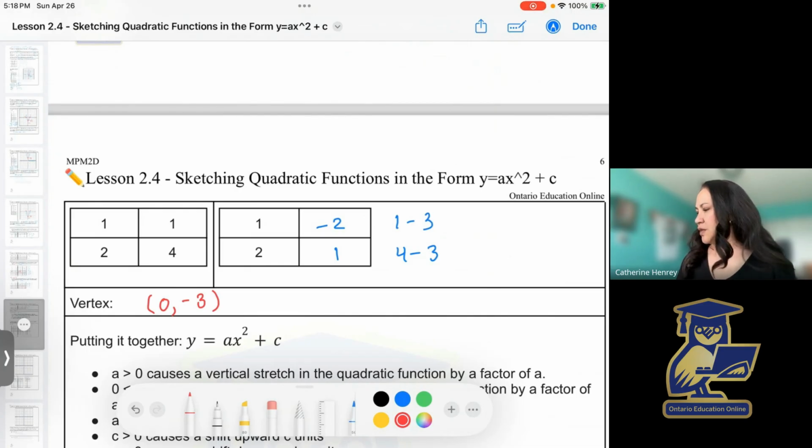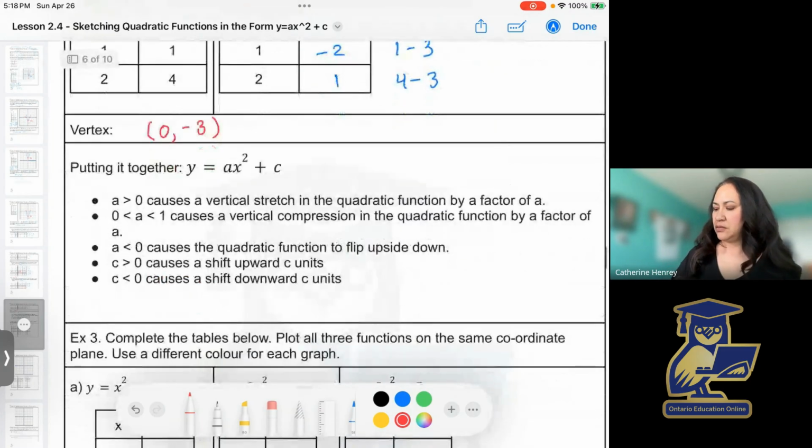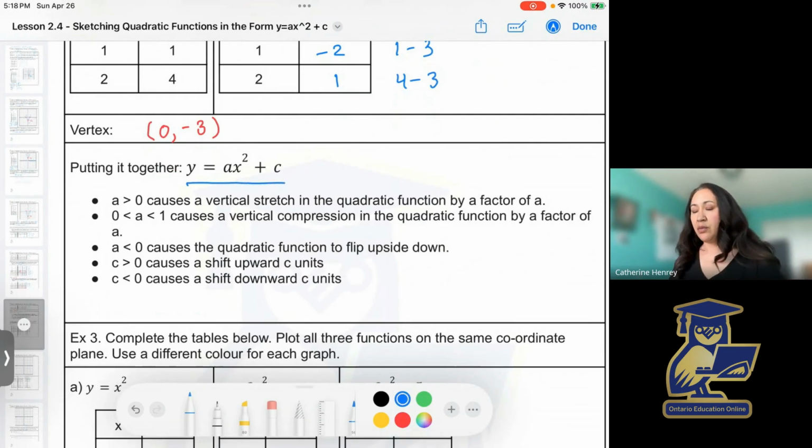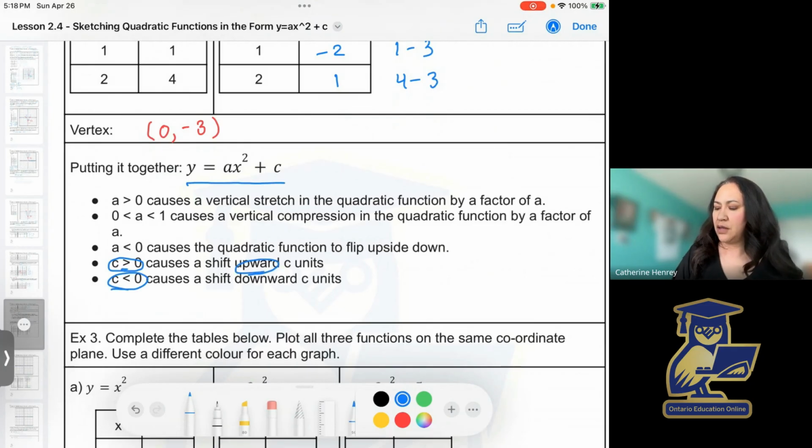So let's summarize some of the things that we have learned today. So we're trying to put together now y equals ax squared plus c. And remember, if a is greater than 1, it causes a vertical stretch. If a is between 0 and 1, it causes a vertical compression. And if a is negative, it causes the parabola to flip upside down. Now for c, if c is positive, it's a shift up c units. So if it's positive, we're going to go upward. And if it's negative, we're going to shift down.